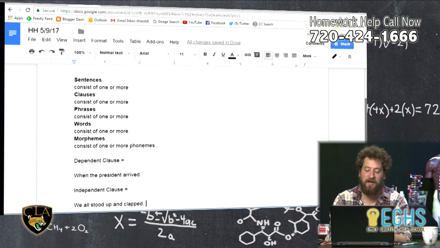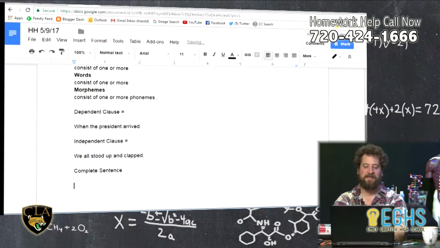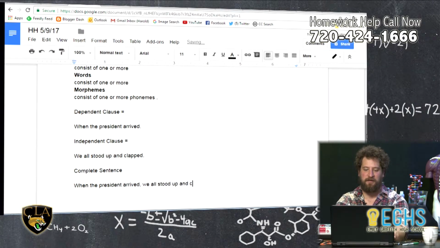So we can create a complete sentence by combining these together. We can say, when the president arrived, comma, we all stood up and clapped.